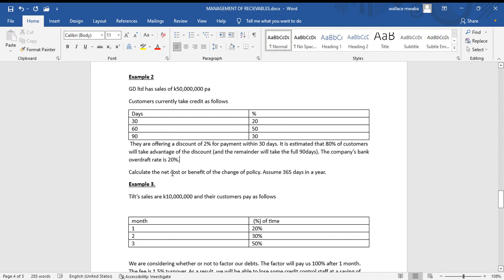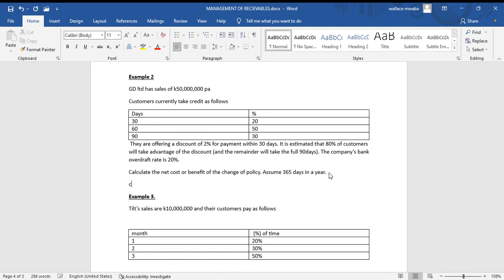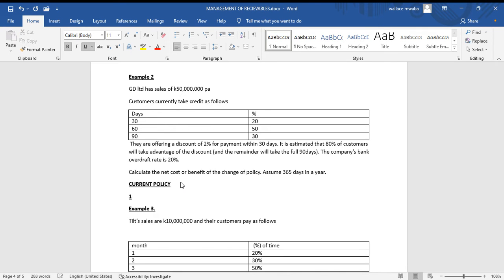So they've told us to calculate the net cost or benefit of the change of policy. They told us to assume 365 days in a year. So we first review our current policy. We start with number one, average receivable days. As I said earlier, if you are given months, you say average receivable months. Now here it's days, so it's average receivable days.